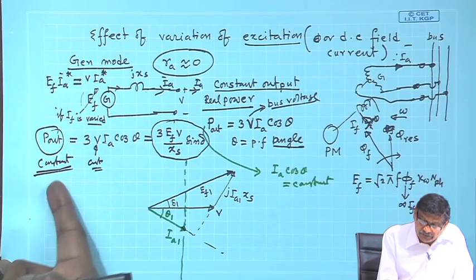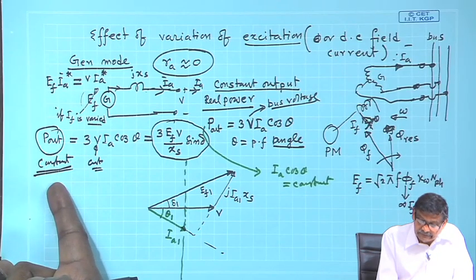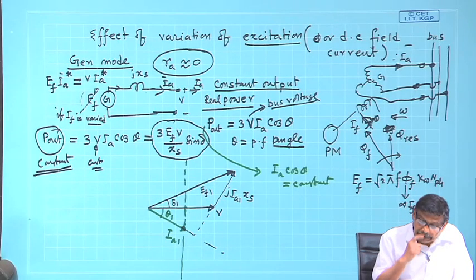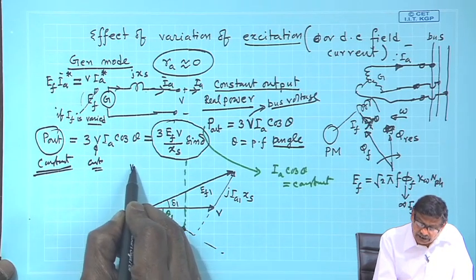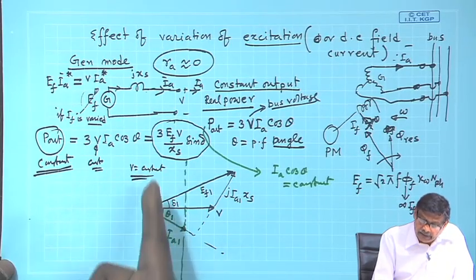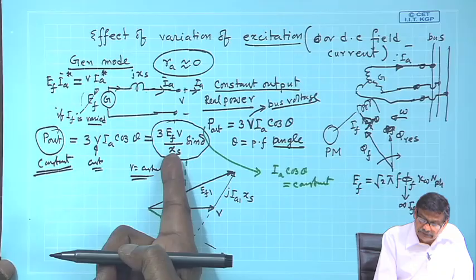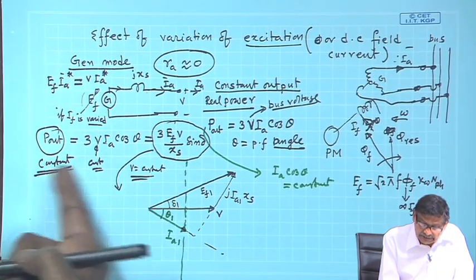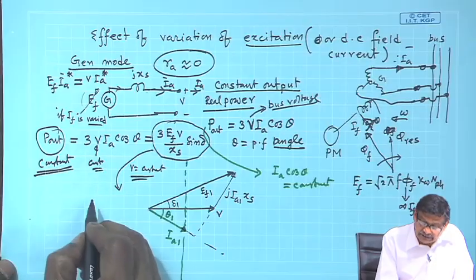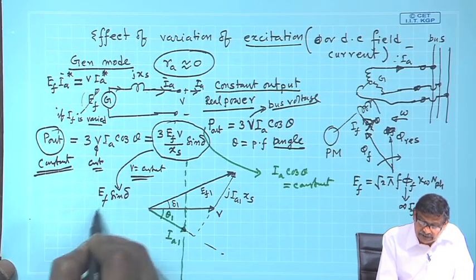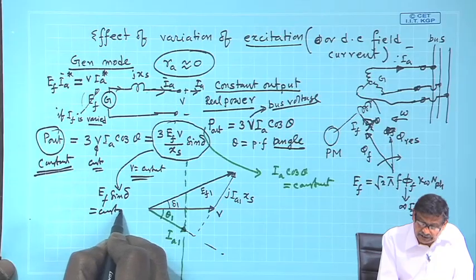This power constant, what does it imply here in this equation? It implies that V is already constant, bus voltage, X s is constant. So, under this condition, power is constant, E f sin delta also has to be constant.